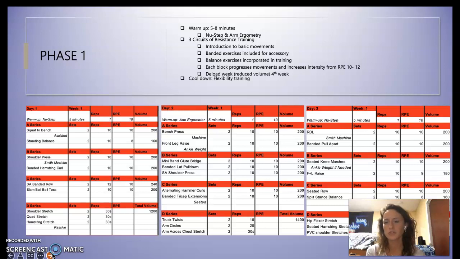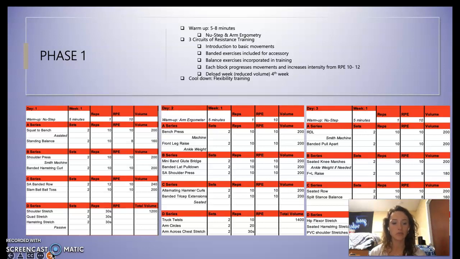So as you can see, we started off with a squat to bench assisted. What that means is we have a high bench, at whatever height is appropriate for his range of motion, and he's going to be squatting to the bench, so he has that stability. He also is going to have me as a spotter in front of him, potentially holding his hands, whatever the case may be, to ensure his utmost safety.